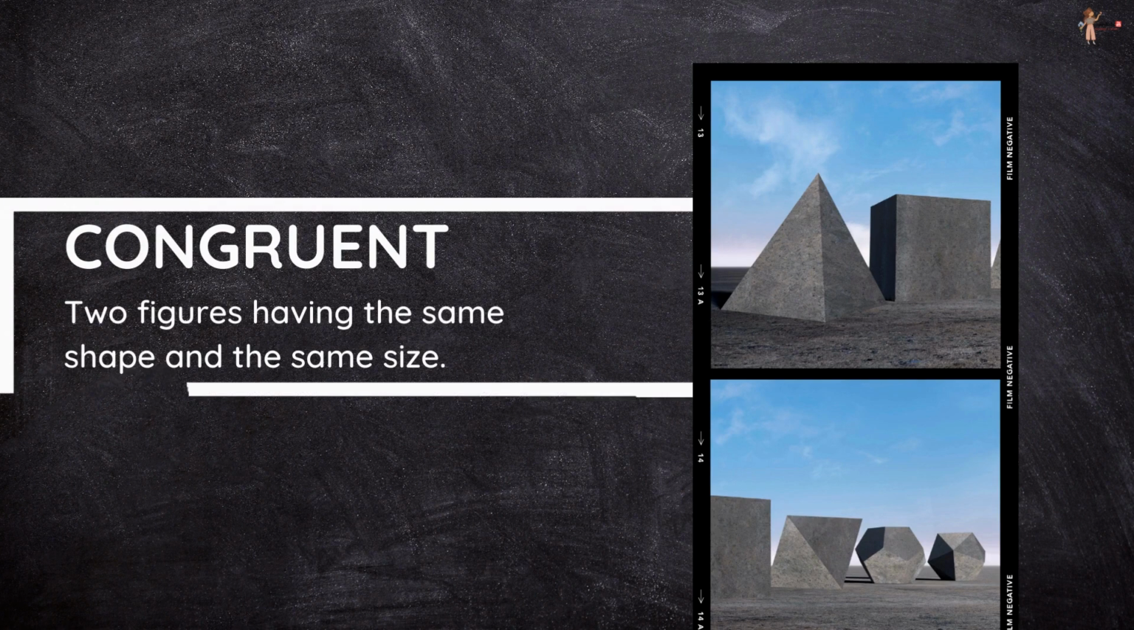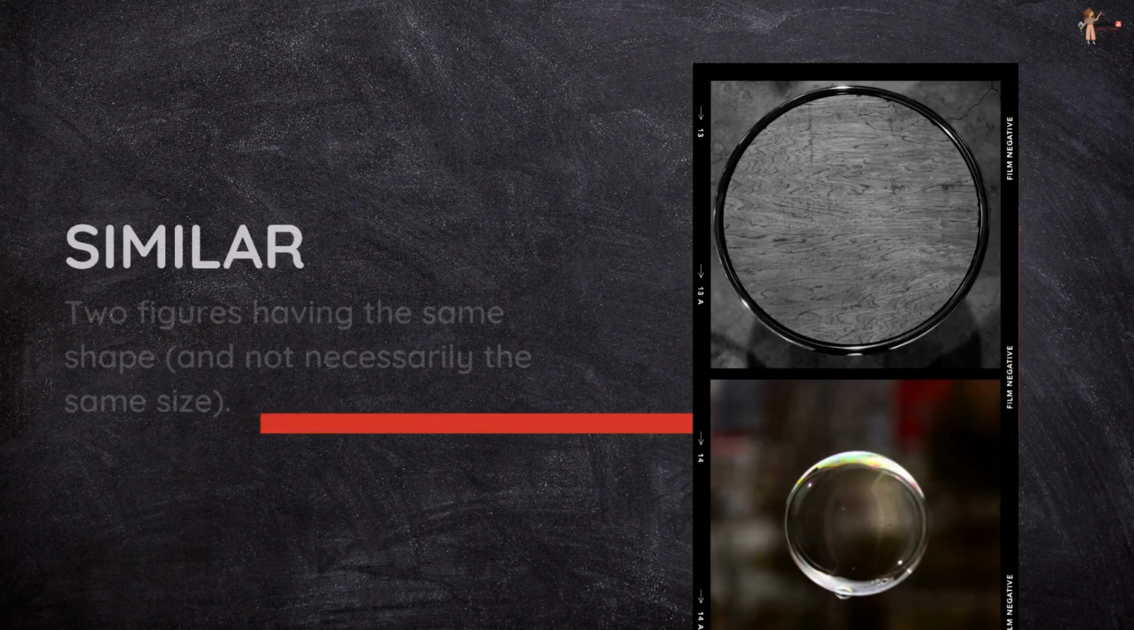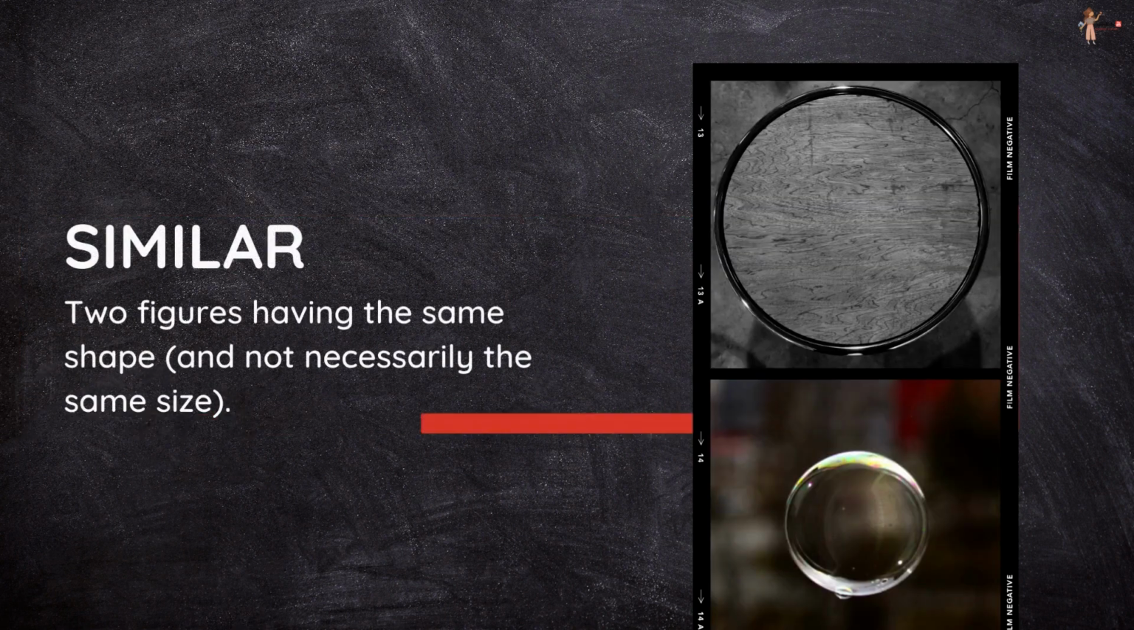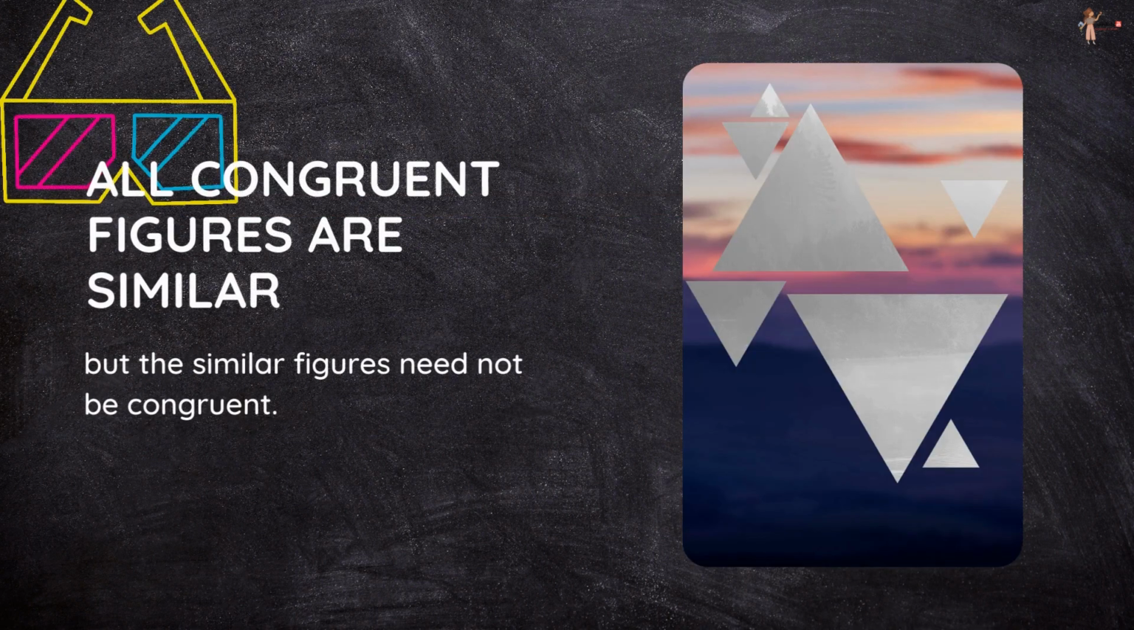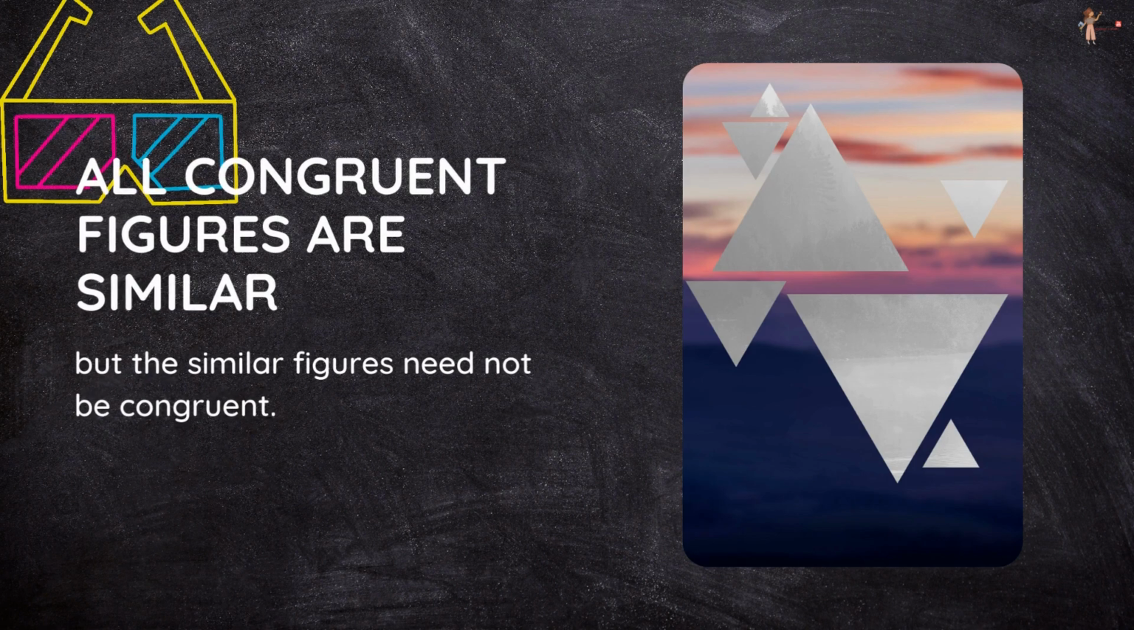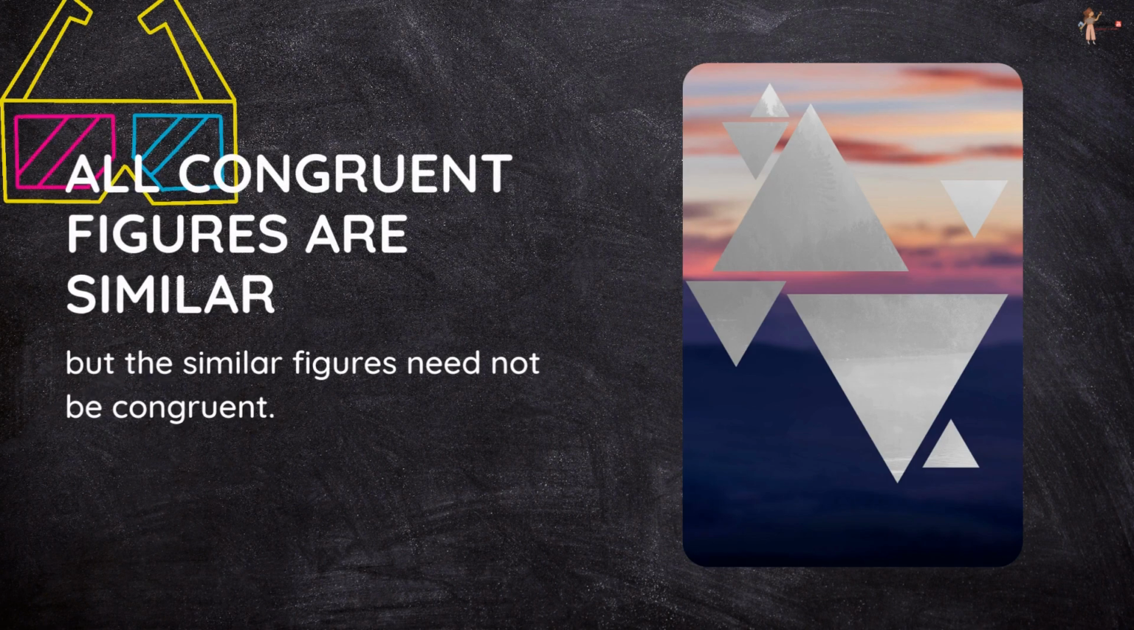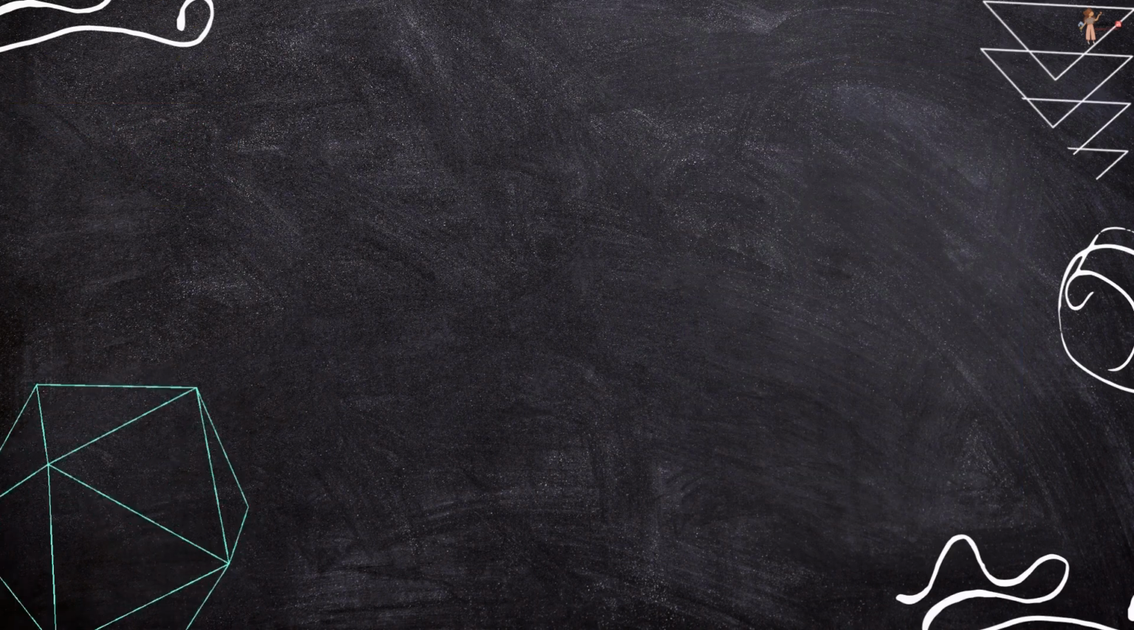Congruent: two figures having the same shape and the same size. Similar: two figures that have the same shape but not necessarily the same size. All congruent figures are similar, but similar figures need not be congruent.